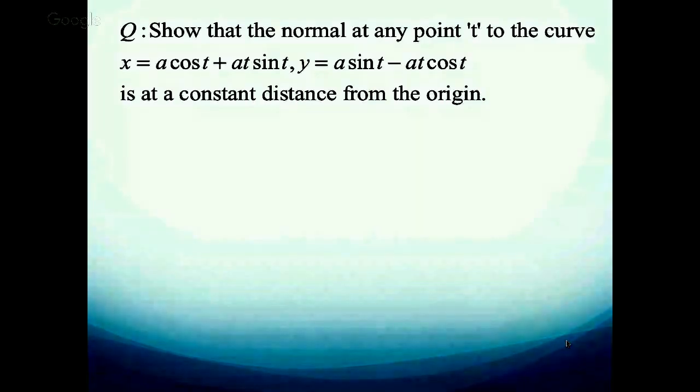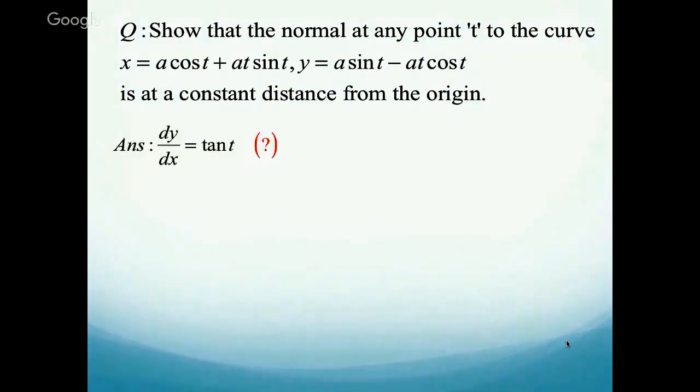To find the equation of normal, I need the slope of the normal at any point t. And therefore, you need dy by dx. So let's find the derivative with respect to x. And in this case, you'll be very surprised that dy by dx turns out to be just tan t. Now I'm going to leave this as a question mark for you. Figure it out for yourself. How did we get dy by dx to be tan of t? I'll give you a minute if you're around to work it out as well.